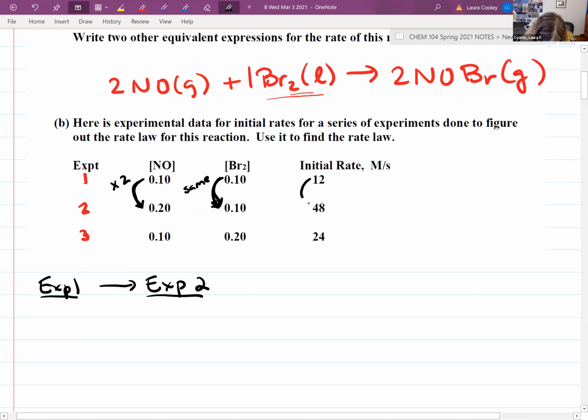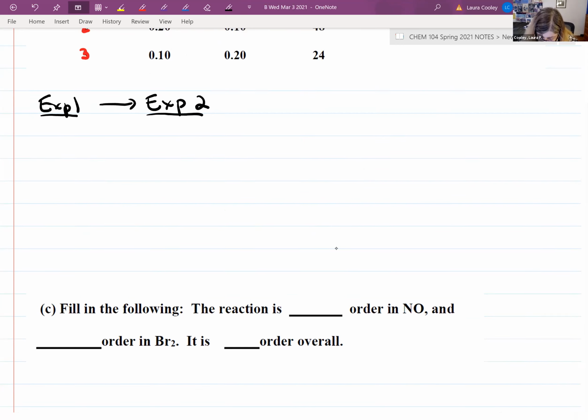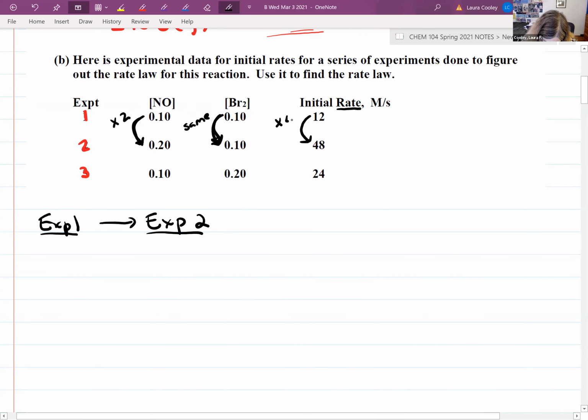And what happens to the rate? This is the rate here. What happens when you go from 12 to 48? What is that a factor of? 4. It's a factor of 4, exactly. So we're going from experiment 1 to experiment 2. This multiplies by 4.